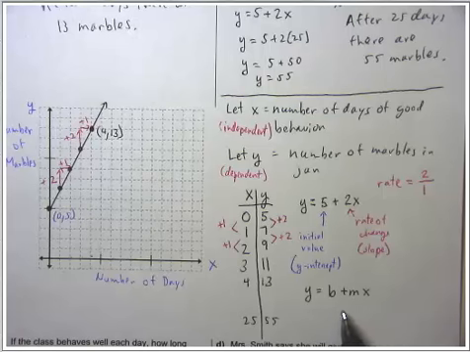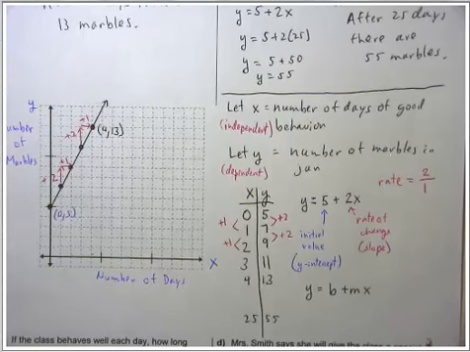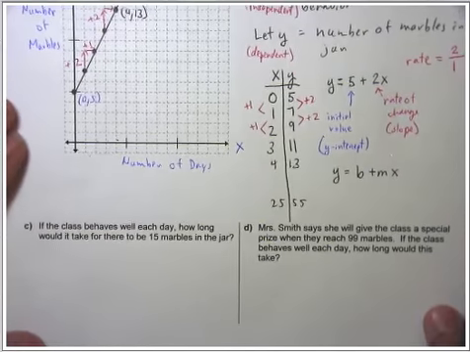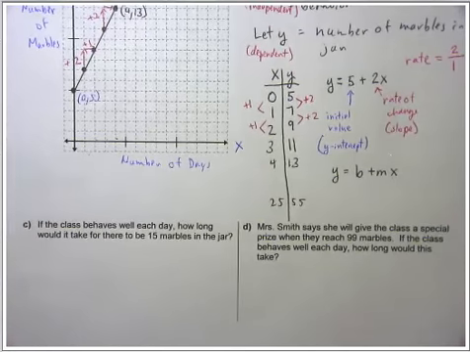But I think this way makes more sense for this problem, because we're starting out with an initial value and then adding this part. This is the rate times the number of days. This is the marbles that get added every single day. So keep that in mind for the future. All right, let's do our last 2 pieces here.